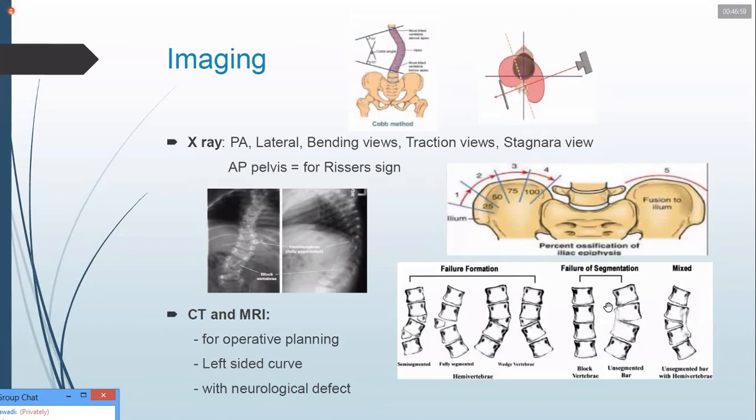Failure of formation, failure of segmentation, the congenital causes. In failure of formation, we can see the unsegmented vertebra and fully segmented vertebra. Only half of the vertebra is formed. Wedge vertebra, when there is wedging. And failure of segmentation, when the vertebrae do not differentiate from each other. This we call block vertebra. And when one part remains unsegmented, we say a bar, and mixed type. These are the congenital variants.